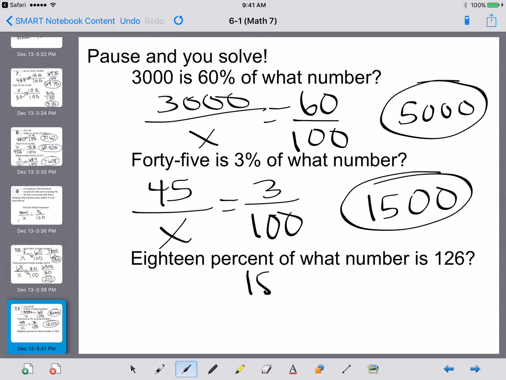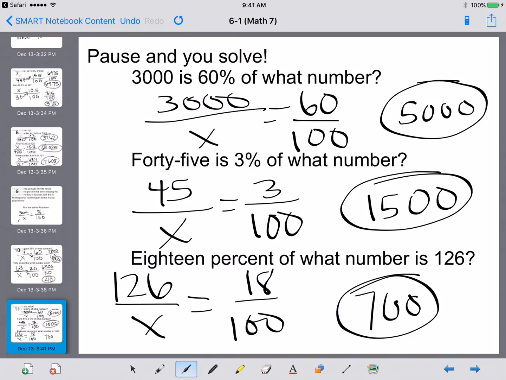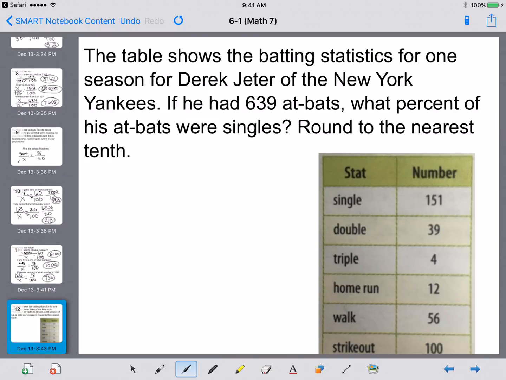18% of what number is 126? You cross multiply and divide to get 700. Once again, if you're having troubles, just raise your hand or come get me, because I sometimes don't look around, and I will come and help you. Now we're just going to add in some word problems to be able to set our equations up, and then you'll be good to go.